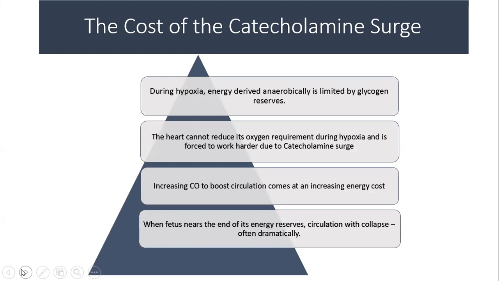You also need to understand that the cost of the catecholamine surge is energy. For the baby to sustain the catecholamine surge and heartbeat at that high rate, it needs energy, which is glycogen stores. It has already started responding to a hypoxic situation, so it's undergoing anaerobic metabolism and is dependent on those glycogen stores. If you deplete those glycogen stores, the response will stop.